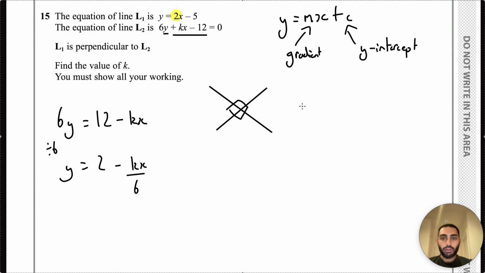I know the gradient of line 1 is 2 because it's the number before this x. And I know the gradient of line 2 is going to be the inverse reciprocal of that. Inverse just means if it's positive, it's going to be a negative. And because I want the reciprocal, I'm going to flip this. So right now, it's 2 over 1, but it's going to become 1 over 2. So the gradient of line 2 is negative a half. And I know that the gradient is also negative k over 6. So this negative k over 6 is equal to negative a half.